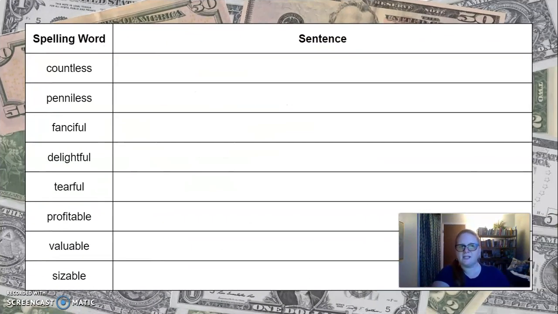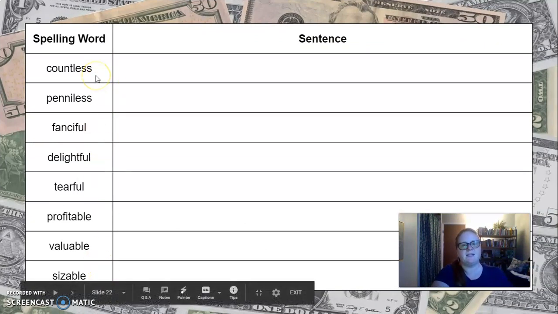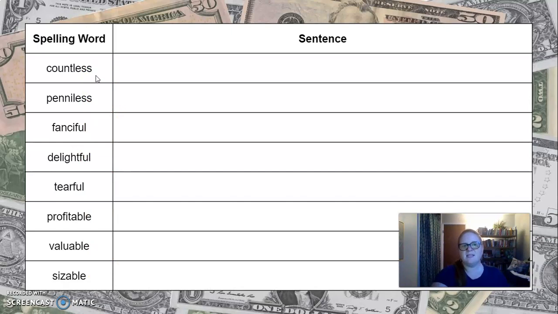All right, here are our spelling words for this week. What I want you to do is read through them and think about what they mean and then create sentences for them. Countless. That kind of means, I'm just going to say less means without. So without count kind of means I can't count it. A sentence that would go with that would be like, I drink a countless amount of coffee. I mean, I can't count it, because I never know how much coffee I'm drinking.